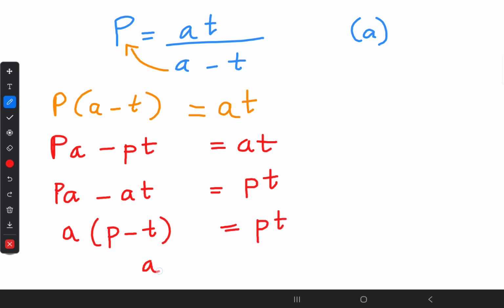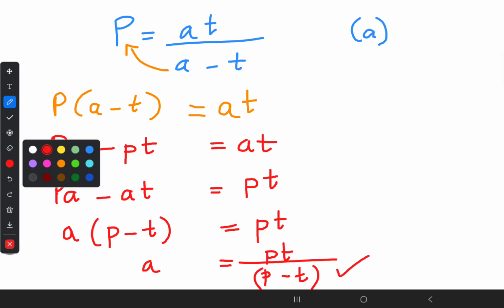So a should be equal to a multiplied with the expression that equals pt. So pt divided by p minus t. This is a solution. Okay, it is a possible solution. But in mathematics, there is no definite one answer for all questions. There might be other suitable answers as well.